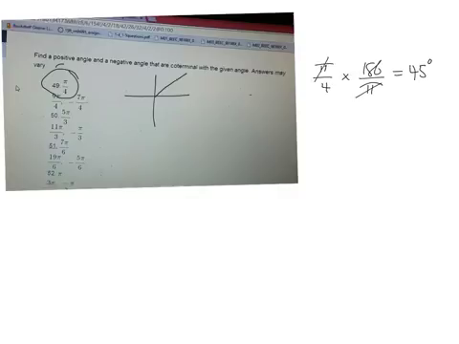Coterminal just means they wind up in the same spot. So if I start and go in the positive direction to there, that's 45 degrees. But instead of stopping there, I could go around once and then back to that spot. So I do a whole circle, which is 360, plus that extra 45. That works out to be, I think, 405 degrees. So positive 405 is coterminal to 45.